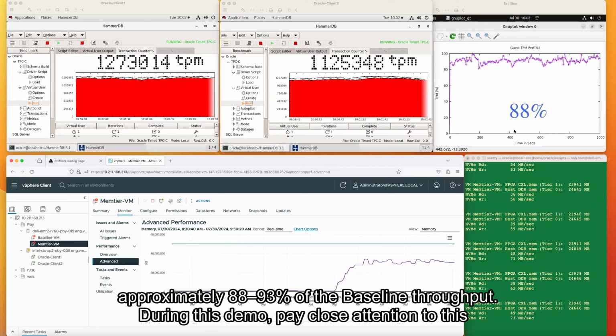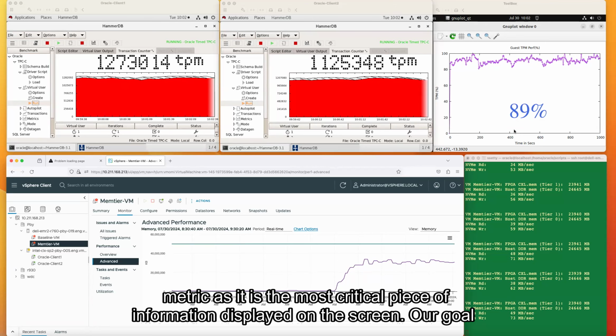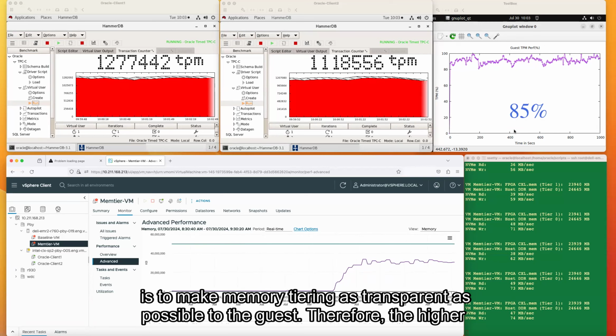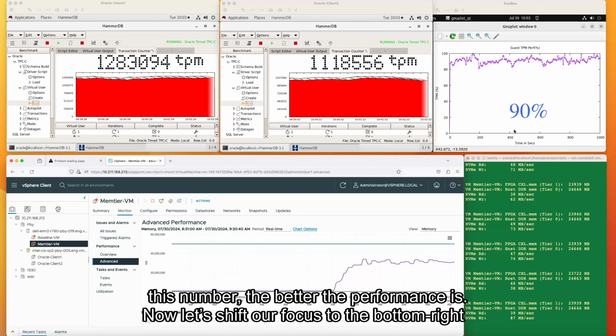During this demo, pay close attention to this metric, as it is the most critical piece of information displayed on the screen. Our goal is to make memory tiering as transparent as possible to the guest. Therefore, the higher this number, the better the performance is.